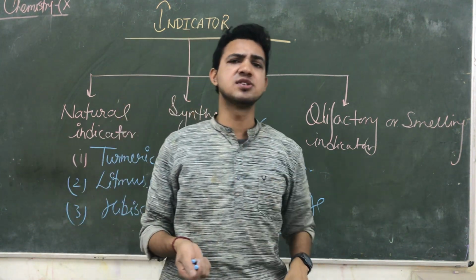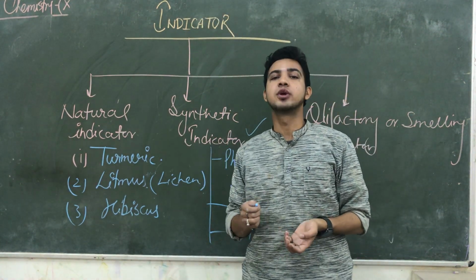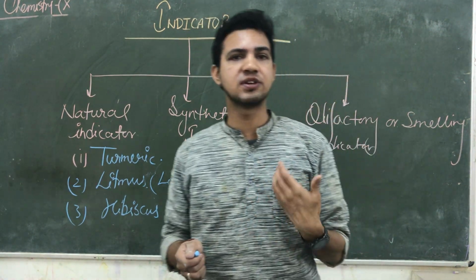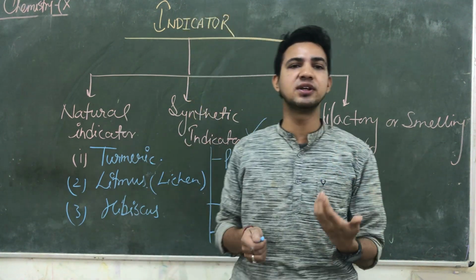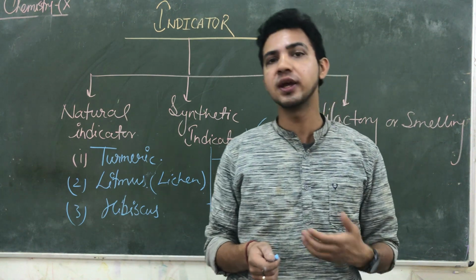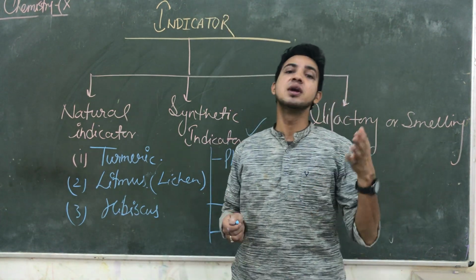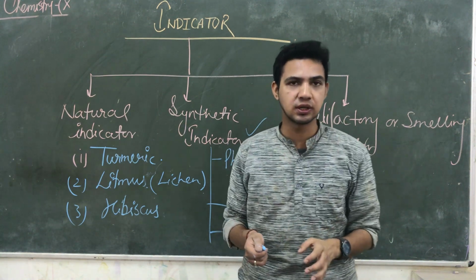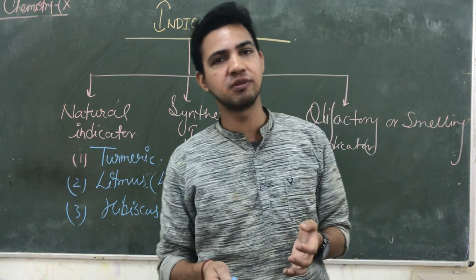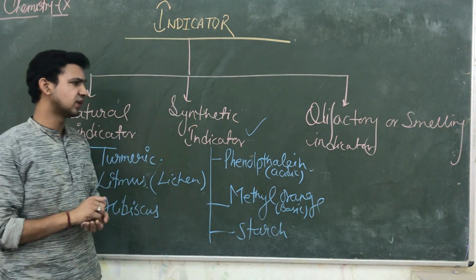Next one is starch. Starch generally also behaves like an indicator. Starch is helpful to detect different kinds of substances like iodine. Iodine की presence को show करता है. When starch comes into contact with iodine, its color changes from colorless to violet or purple in color. So it is also behaving like an indicator. These are the synthetic indicators.